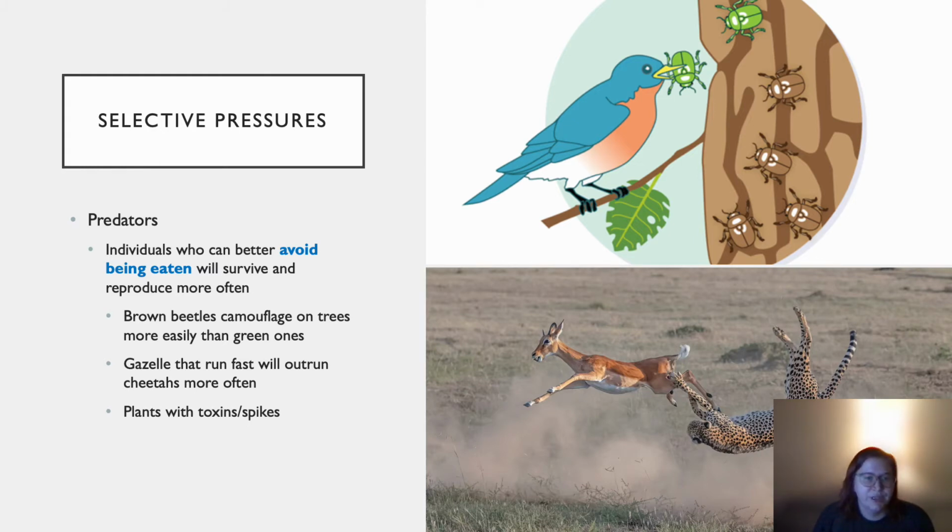The next selective pressure is predators. Individuals who can better avoid being eaten will survive and reproduce more often. So in this example, brown beetles camouflage better on the brown trees. So the green ones are going to get eaten more often. The brown ones are going to survive better. Gazelle that can run really fast could outrun cheetahs more often, so they're going to live longer and have more babies. Plants that have spikes or toxins are also there to avoid predation by animals that might want to eat them. So camouflage is driven by predators as a selective pressure.